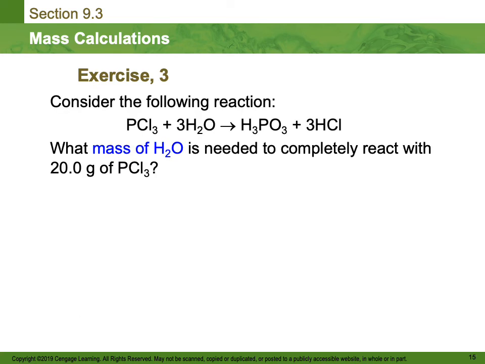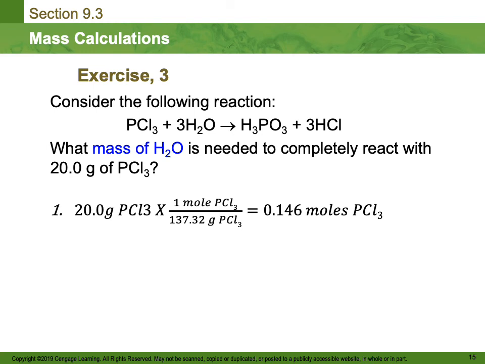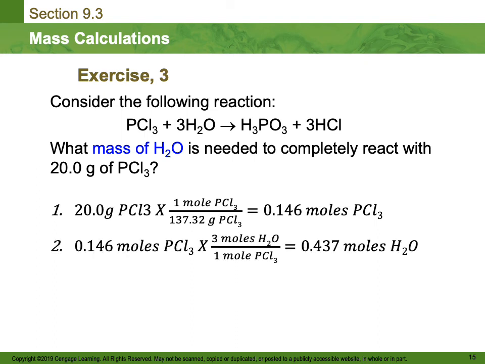So here's my reaction again. Step 1, convert grams of PCl3 into moles of PCl3. How do I do that? I multiply by 1 over the molar mass. So my grams will cancel, and I end up with 0.146 moles PCl3. Now that's rounded. You're going to see that the next number really doesn't make any sense. It doesn't matter. It's because I didn't clear my calculator. In the end, we get to the same answer. So if you rounded it and you get a slightly different number for the next one, that's okay.